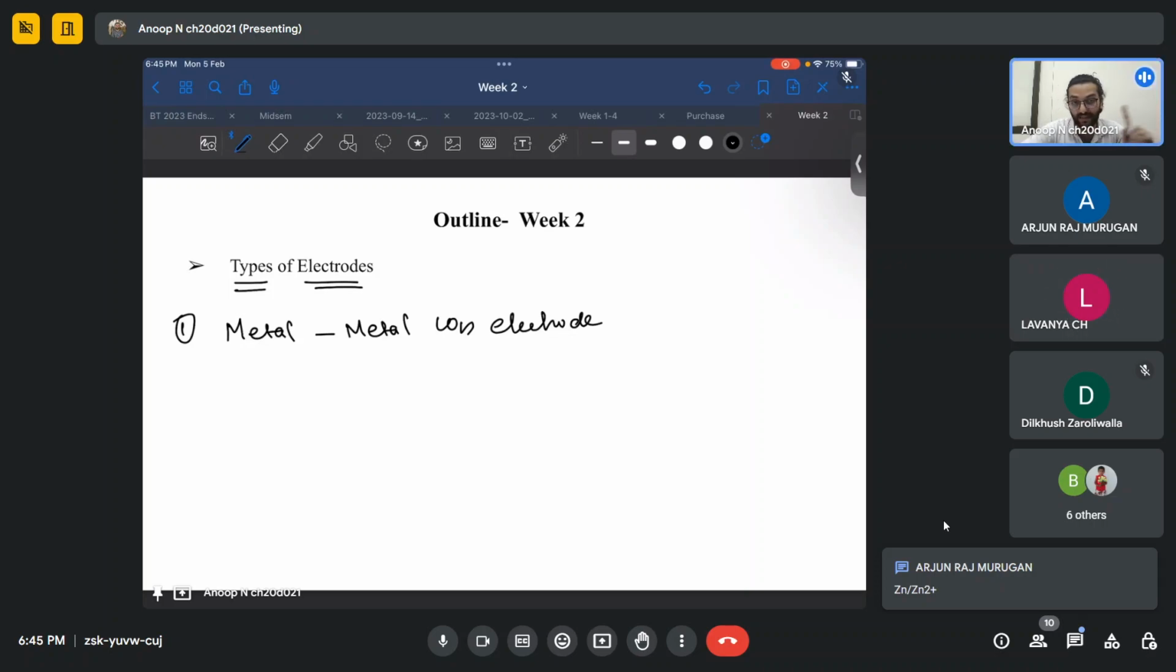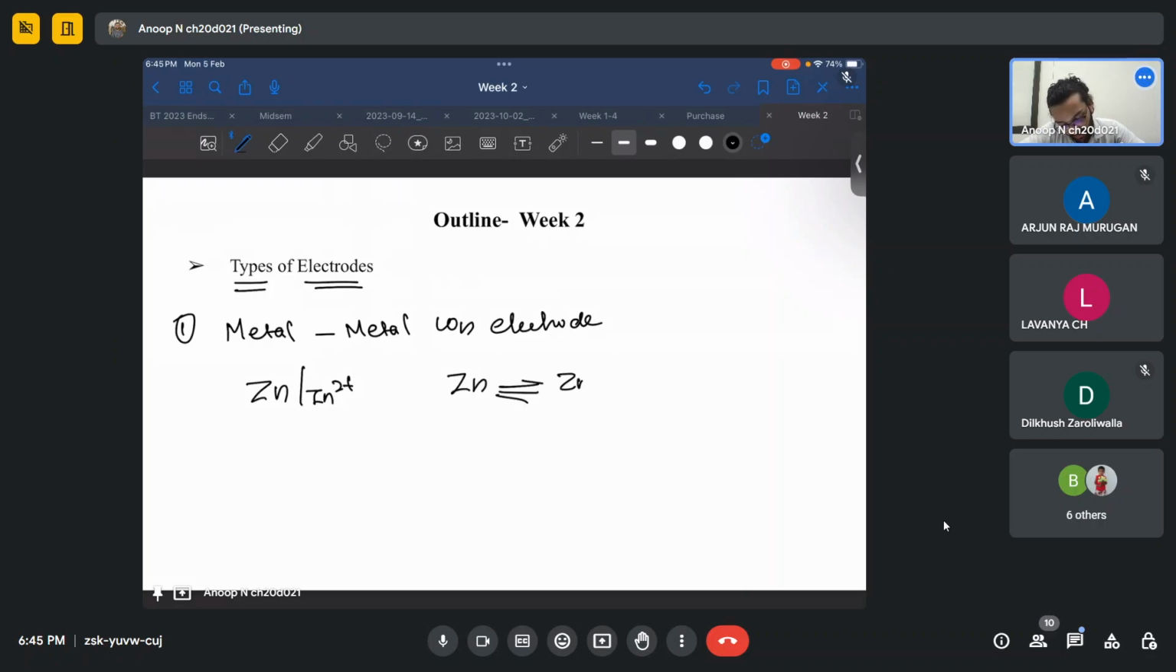No, this is a single electrode we are saying. You are telling about a full cell. So, yeah, you can write Zn|Zn²⁺. What's the reaction? Zn reversibly gives Zn²⁺ plus 2 electrons.